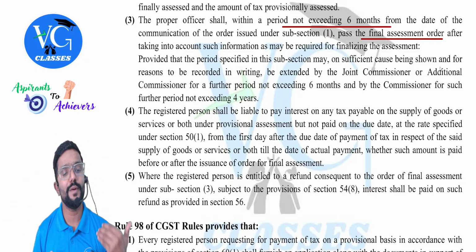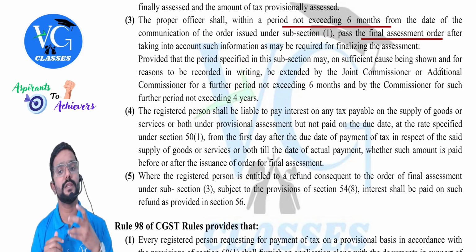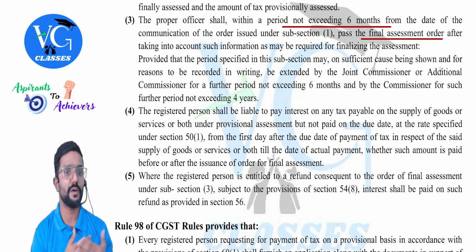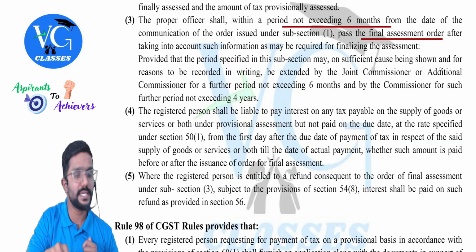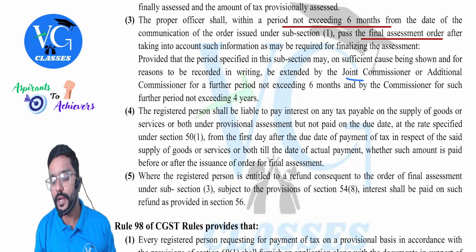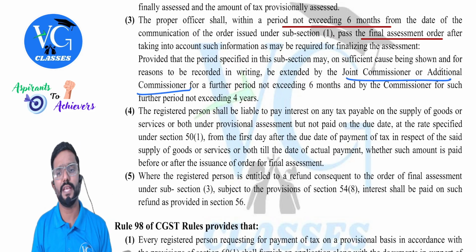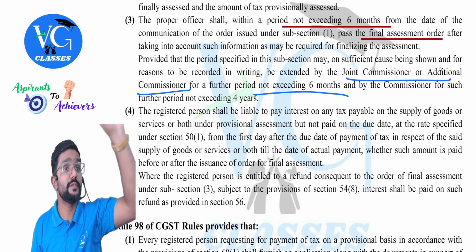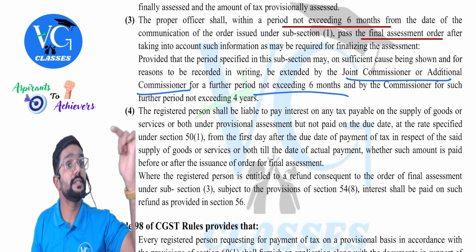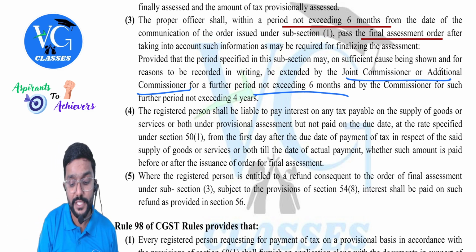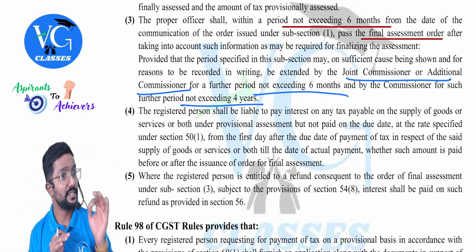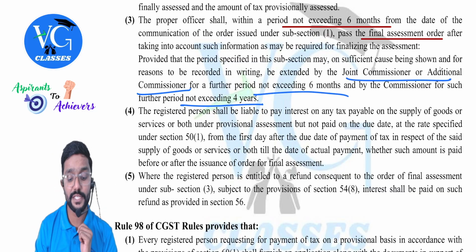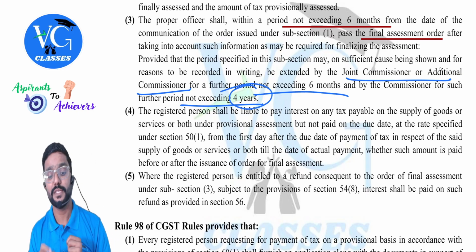Okay. Provided that the period specified in this subsection may, on sufficient cause being shown and for reasons to be recorded in writing, be extended by the joint commissioner or additional commissioner for a further period not exceeding 6 months. Now, joint commissioner or additional commissioner, in short we call it JC or AC, has a right to extend it for another 6 months. Normal period is 6. They can extend it for another 6 months. And commissioner has a power to extend it for another 4 years. JC or AC, 6 months. Whereas if it is above the person, that is commissioner, he can extend it for how many years? 4 years.